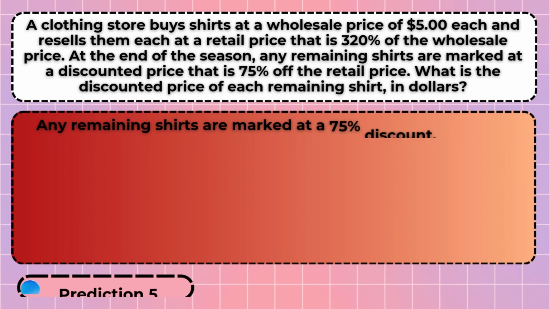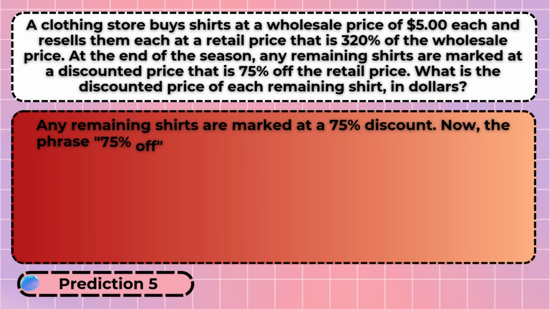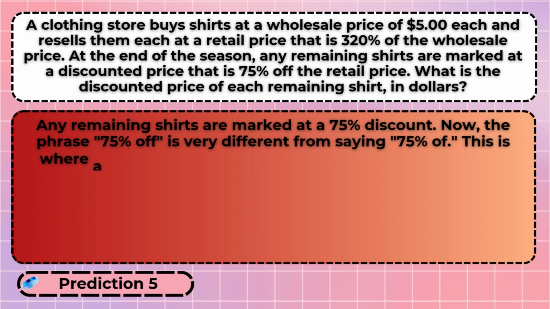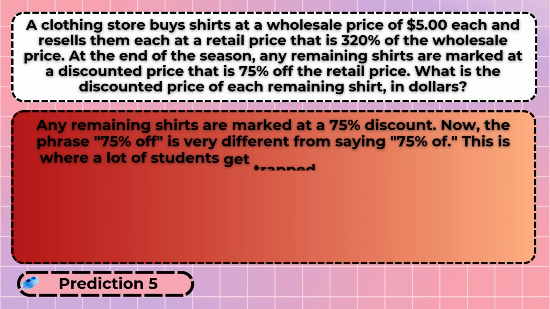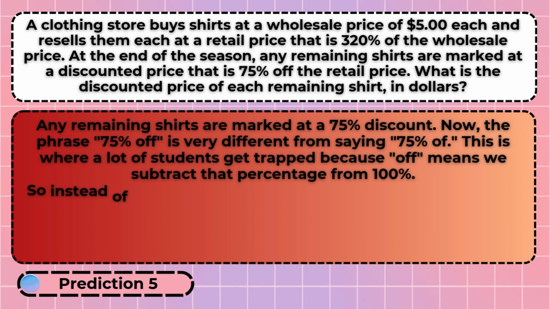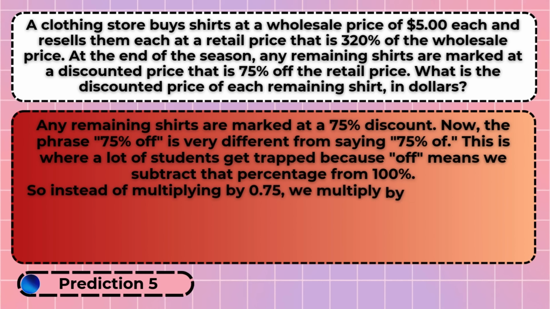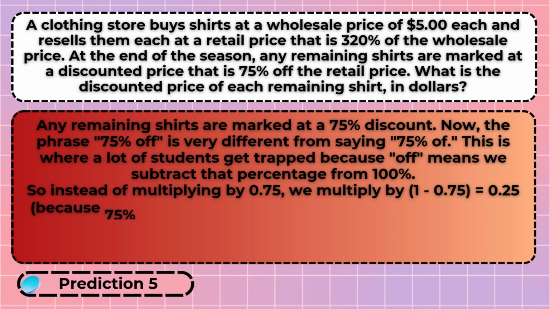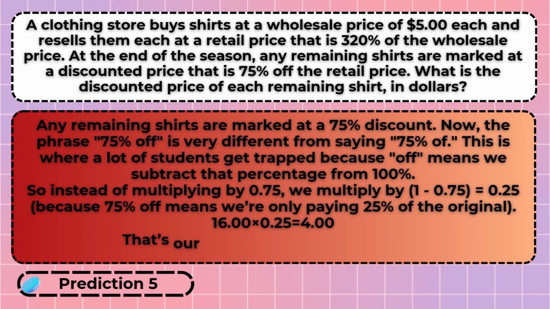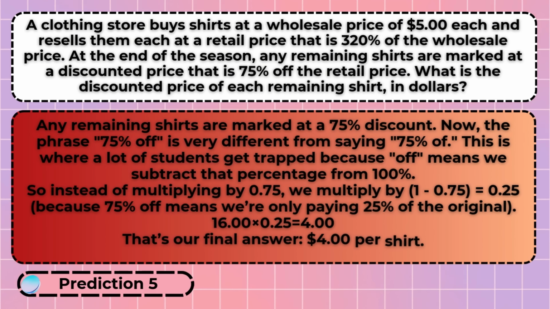But you're not done yet. There is a second step that you should take. Any remaining shirts are marked at a 75% discount. Now the phrase 75% of is very different from saying 75% off. This is where a lot of students get trapped, because off means we subtract that percentage from 100. So instead of multiplying by 0.75, we multiply by 1 minus 0.75, which is 0.25, because 75% off means you're only paying 25% of the original price. So $16 multiplied by 0.25 equals 4. So that's our final answer, $4 per shirt.